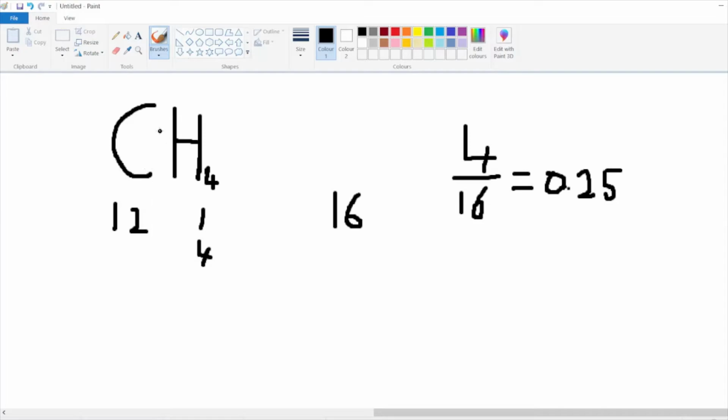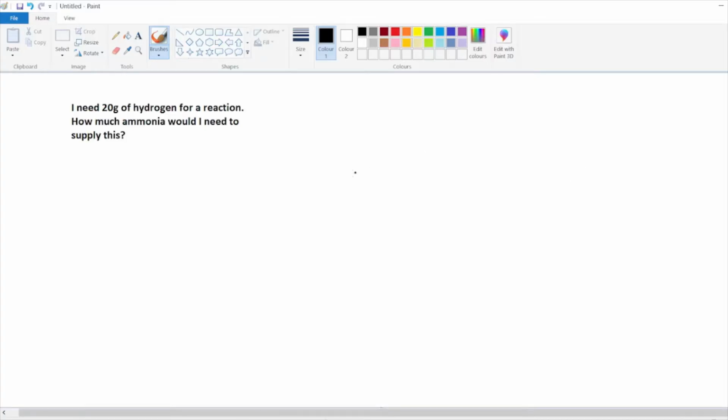You take the relative formula mass as the denominator, and the relative mass of the atom that you're trying to figure out as the numerator, and we get our final answer of 25%. So here's a more complicated way that they could ask about the percentage mass in the exam. What it's essentially asking is how many grams of ammonia would you need where 20 grams of that ammonia is made up of hydrogen. So we need the percentage mass of hydrogen in ammonia.